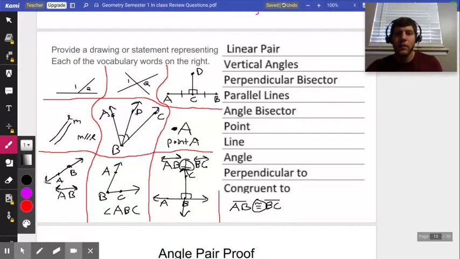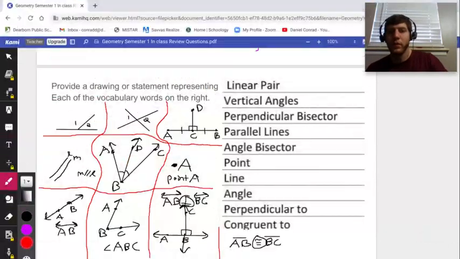Here's a line. Line has an infinite number of points, and name it by picking any 2 points on the line, and then you put the line on top of it. So there's line AB. And then here's angle ABC. And then this here means perpendicular to, and this here means congruent to. All right, so that's essentially day 1 of our in-class review. We'll do 2 more videos for day 2 and day 3.